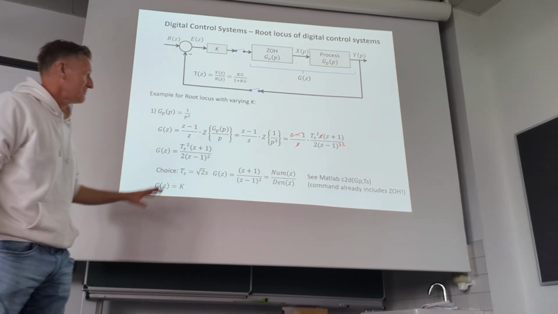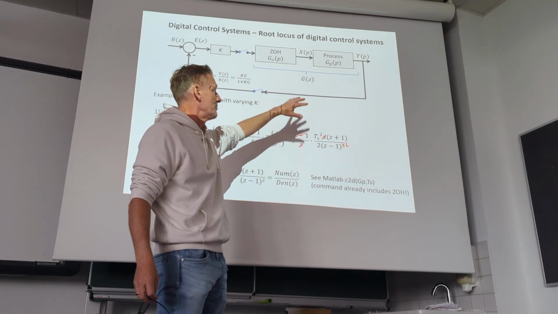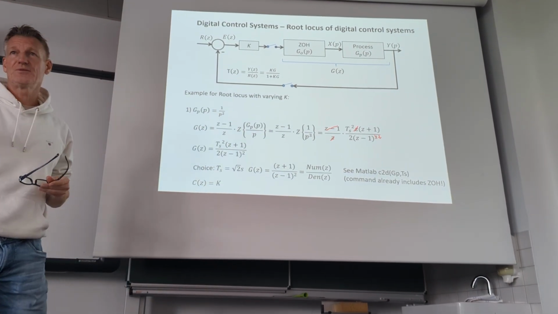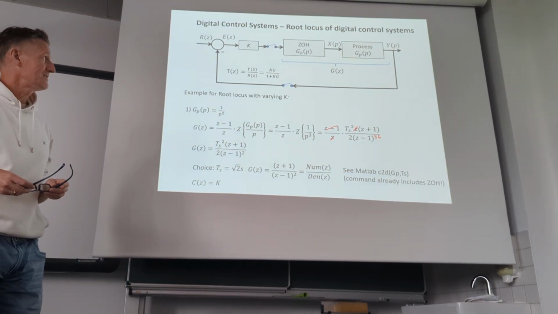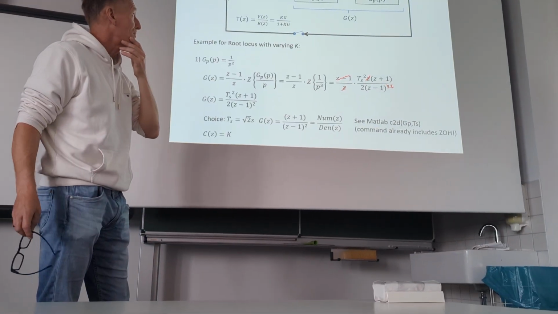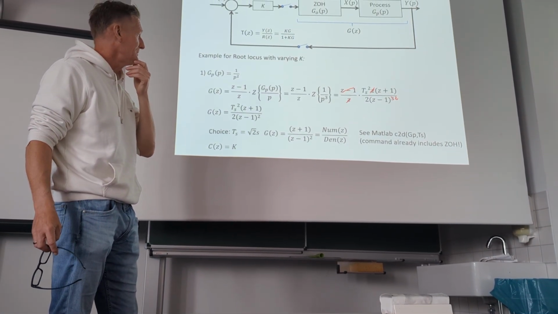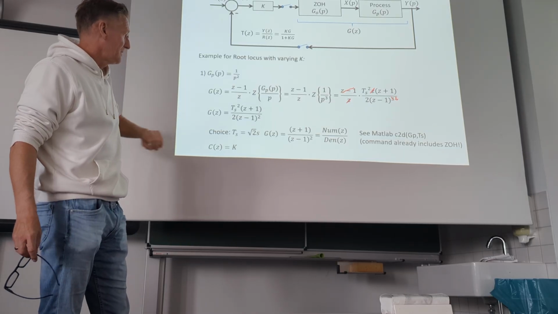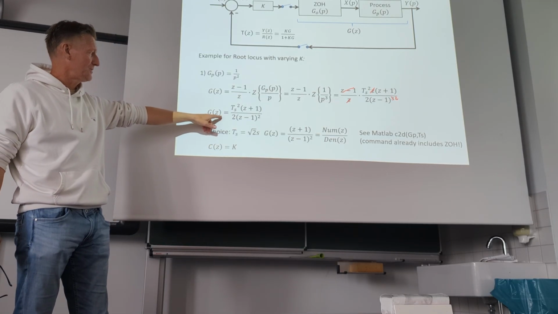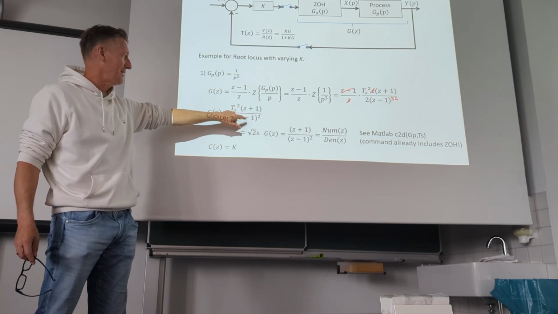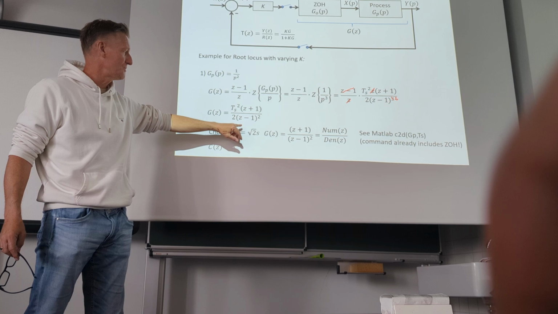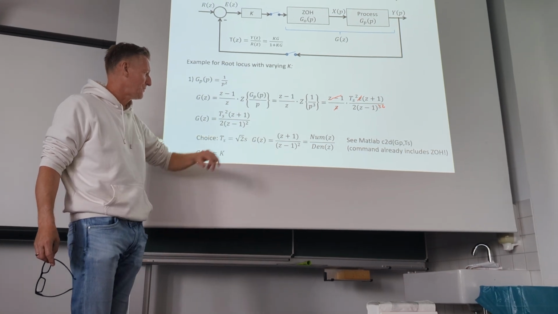So, quick summary, we had our process planned, we had our zero order hold block in order to discretize the system, and we started here with a proportional controller. So the transfer function we achieved here was Ts squared, where Ts is the sample time, times z plus 1 over 2 times z minus 1 squared.